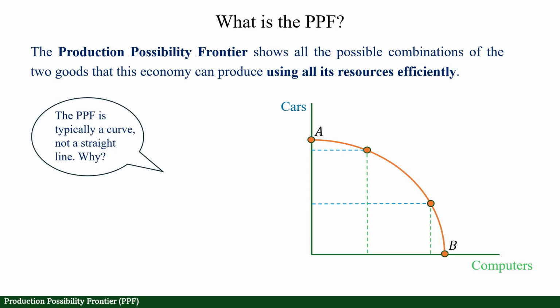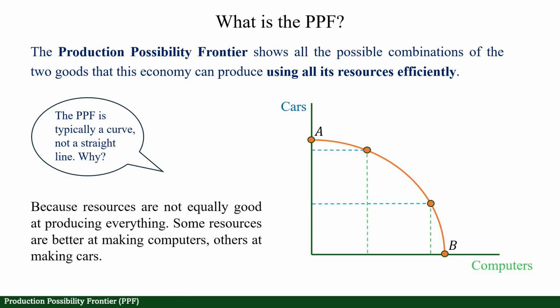Now, the PPF is typically a curve but not a straight line. Why? Because resources are not equally good at producing everything. Some resources are better at making computers, others at making cars.